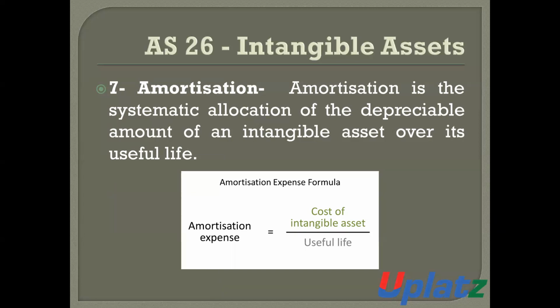Amortization is only the allocation of the depreciable amount of an intangible asset over its useful life. For example, if the value of an intangible asset is 10 lakh rupees and the useful life is 5 years, then the amortization expense is rupees 2 lakh per annum.